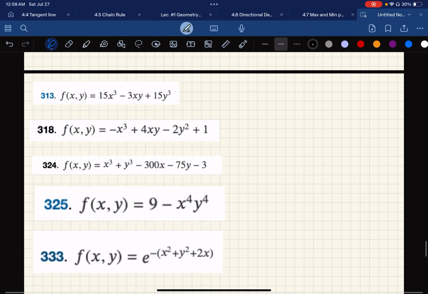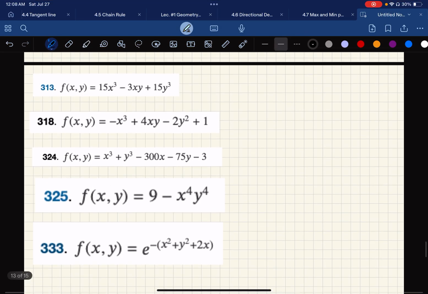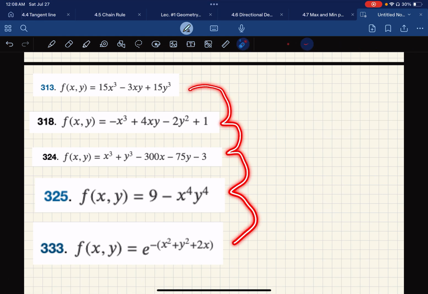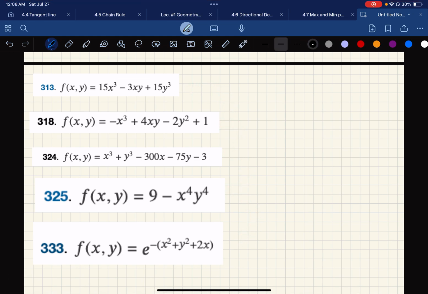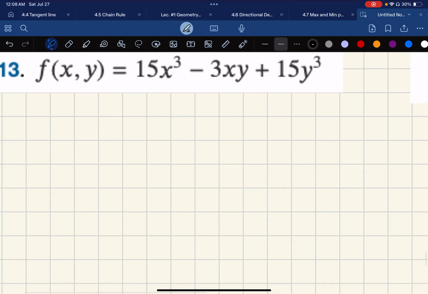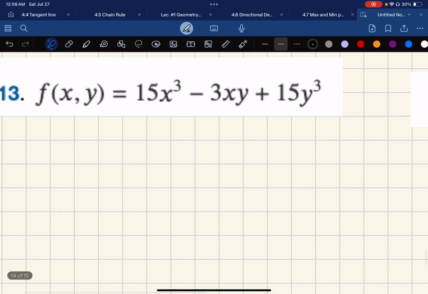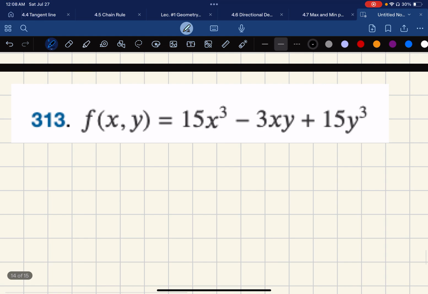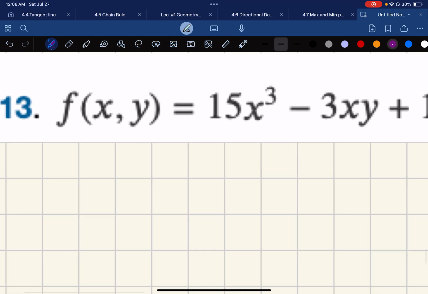So, in this video, I would do these exercises and walk you guys through these. So, let's get started with 313. So, 313 is in the textbook if you guys want to follow along or do it yourself. But, yeah, you could see what's going to ask you, but this one's asking you just for the critical points. So, let's just start doing it.